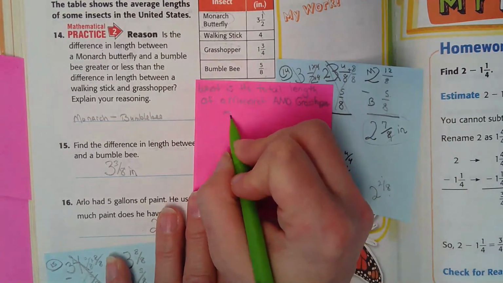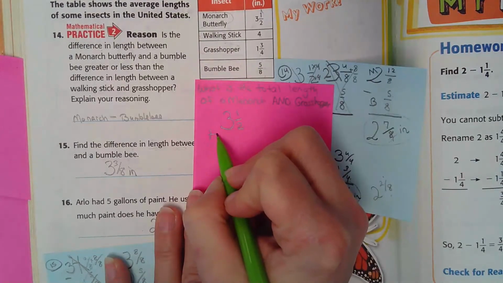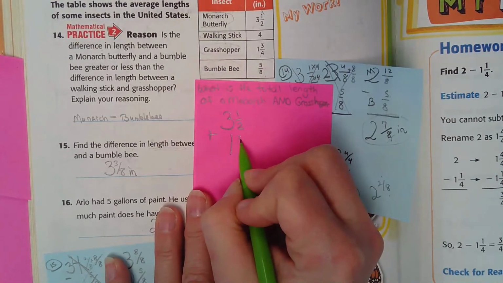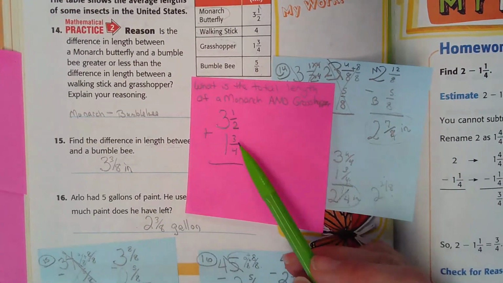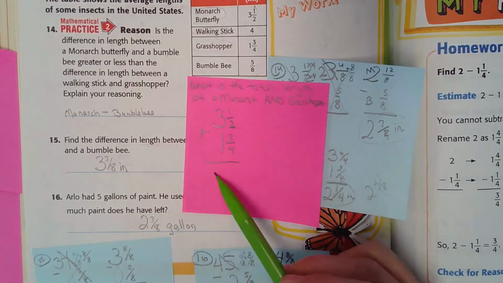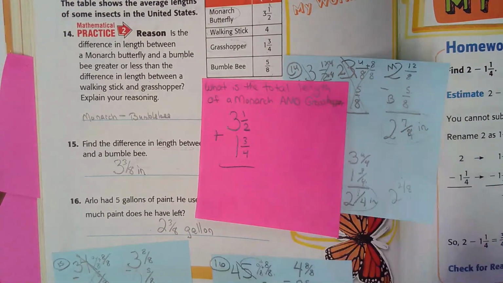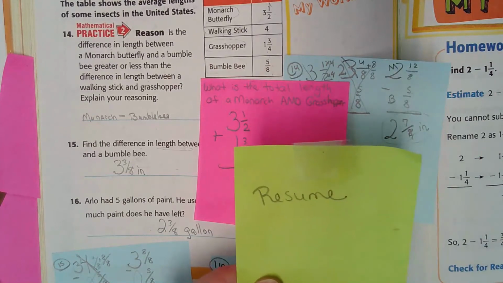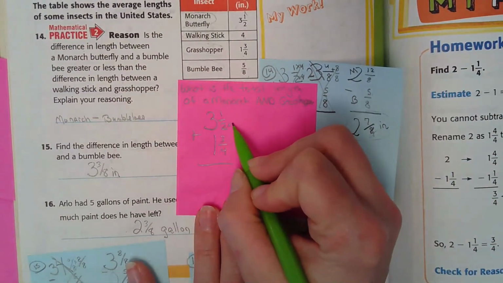So, we'd have to take 3 1/2. When we ask for the total, that means we will add 1 3/4. Here, I want you to copy down just the numbers and pause to get your answer. Resume, because I am going to show you the answer, and hopefully you came up with the same thing.